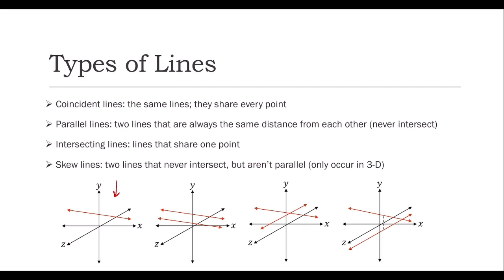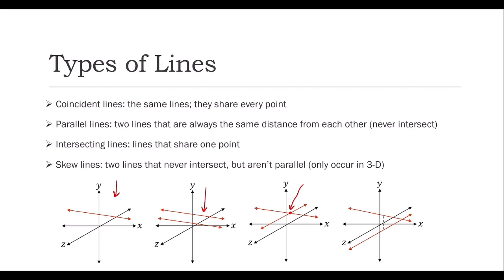Parallel lines are two lines that are always the same distance from each other, so they will never intersect. So this is what parallel lines look like. Intersecting lines are lines that share one point. So these lines have the same point right here, and so that's why they're intersecting lines.